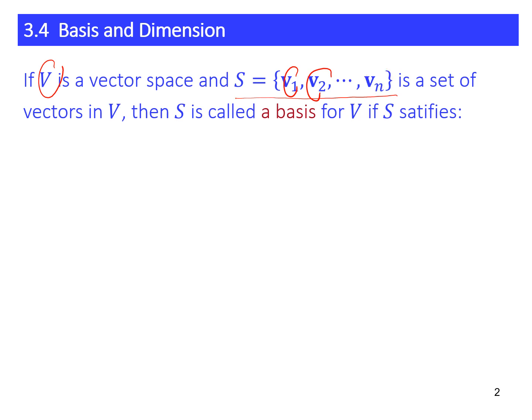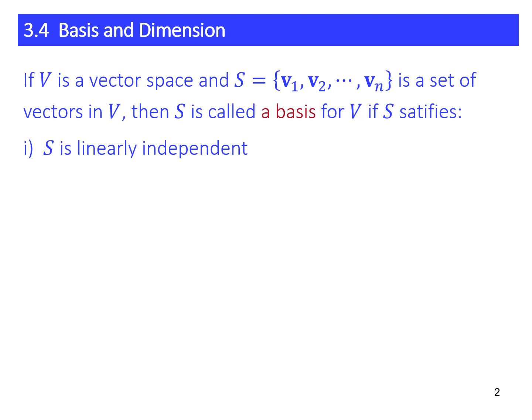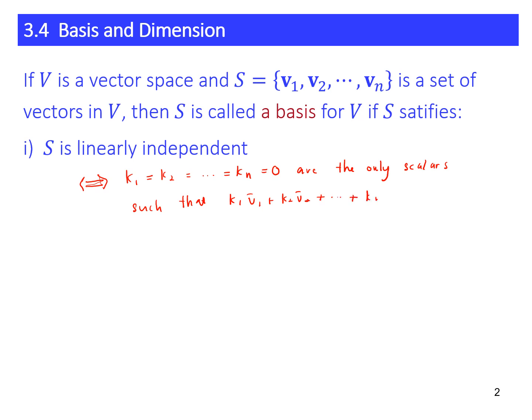This set S is called a basis for the vector space V if it satisfies two conditions. The first condition is S should be a linearly independent set. Recall that S is linearly independent if and only if K1, K2, up to Kn all 0 are the only scalars such that K1 V1 plus K2 V2 plus up to Kn Vn equal to the 0 vector in V. You have to be careful that this zero vector is not necessarily 0. It's in fact a 0 vector in V.